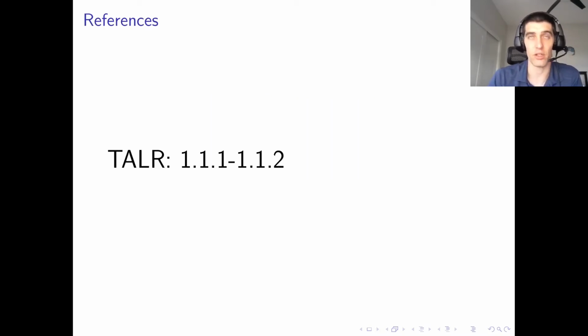So references, in case you'd like to follow along in the course text, these are the sections in Truth About Linear Regression that correspond to this lecture.